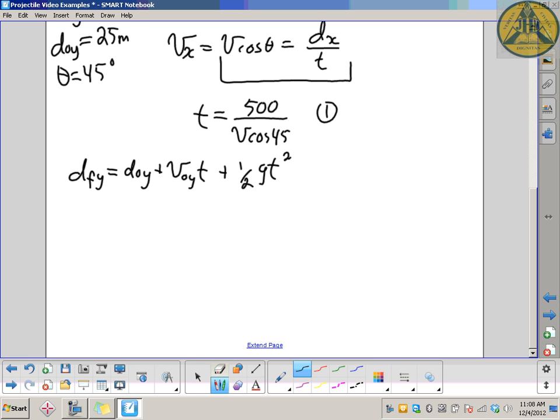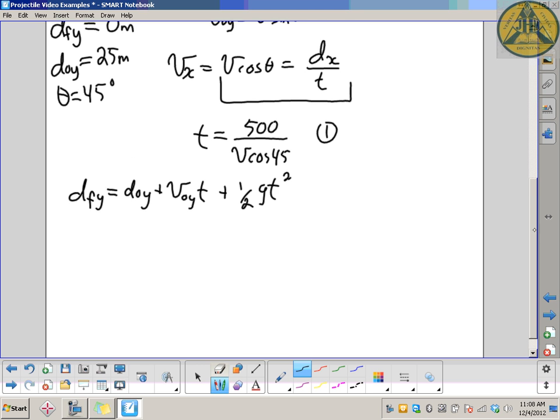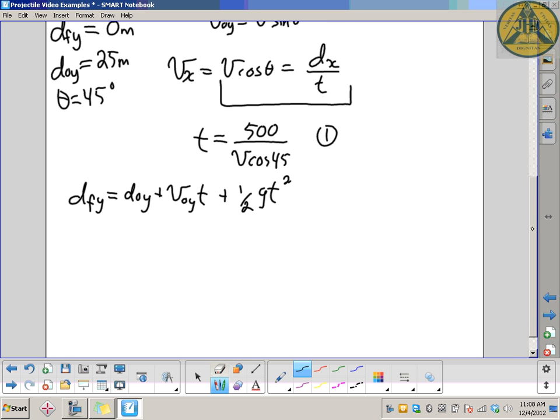Okay. We'll rearrange that, put some zeros in, put some numbers in, and substitute for the initial velocity in the y direction. My final position is 0 because the cannonball lands on the ground. Initial position is 25 meters up. Initial y velocity is v sine of my angle, times t, and minus 4.905, which is half of 9.81, negative because it's acting downward, times t squared. That is my equation number 2.